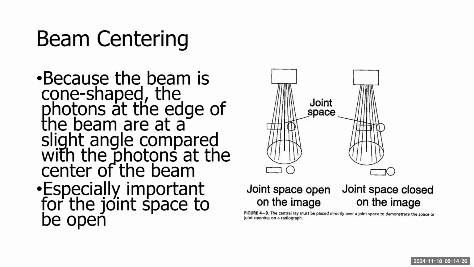So what that statement is saying is that as the photons come out of the tube, they're diverging, right? So it's in a cone shape. So the photons that are in the very center of the beam are going to be the most perpendicular, right? The ones along the edge are going to be at a slight angle. So we want those that are the most perpendicular to be centered through, like, for example, the joint space.